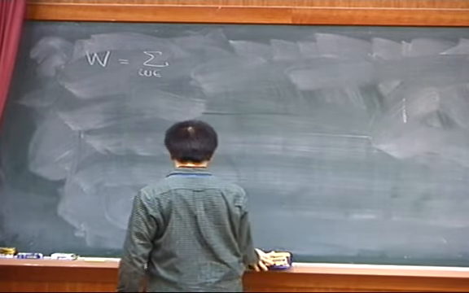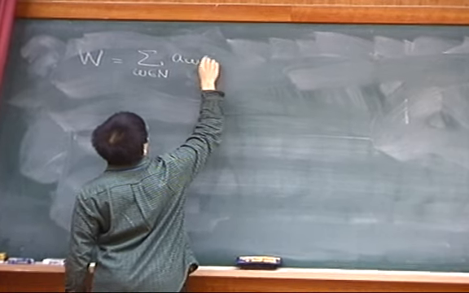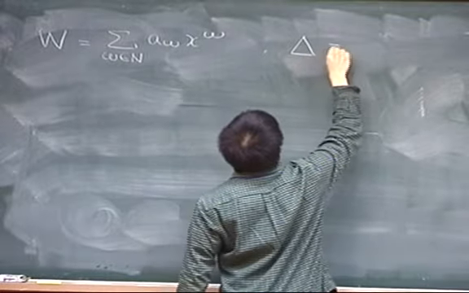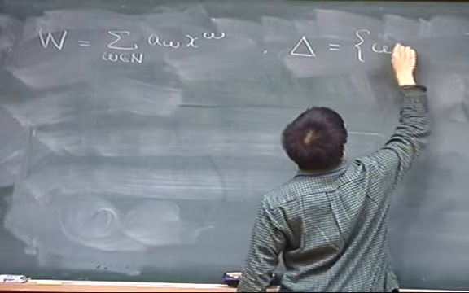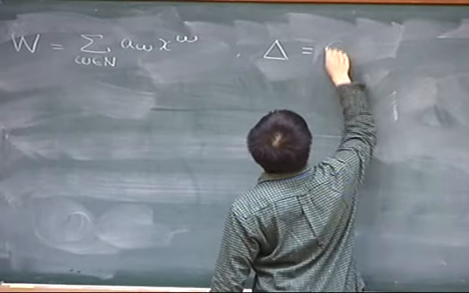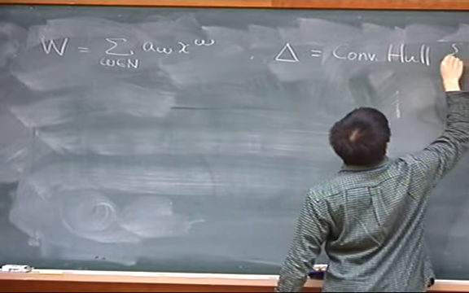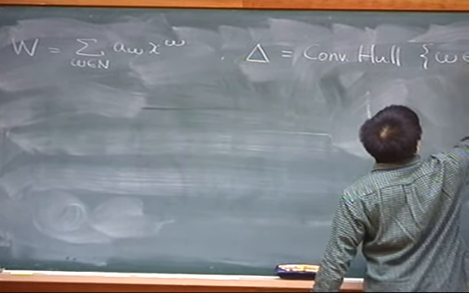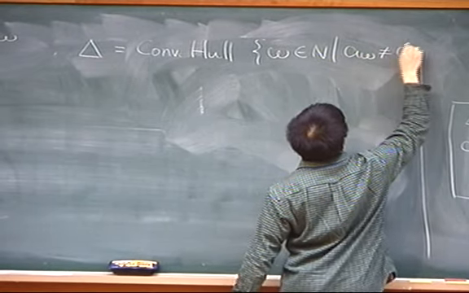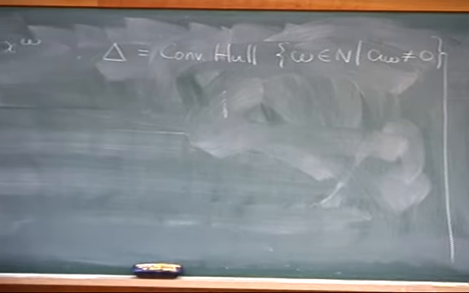Let me write in this way. Delta is a convex hull of omega in M such that a_omega is non-zero. This is the Newton polytope of W.